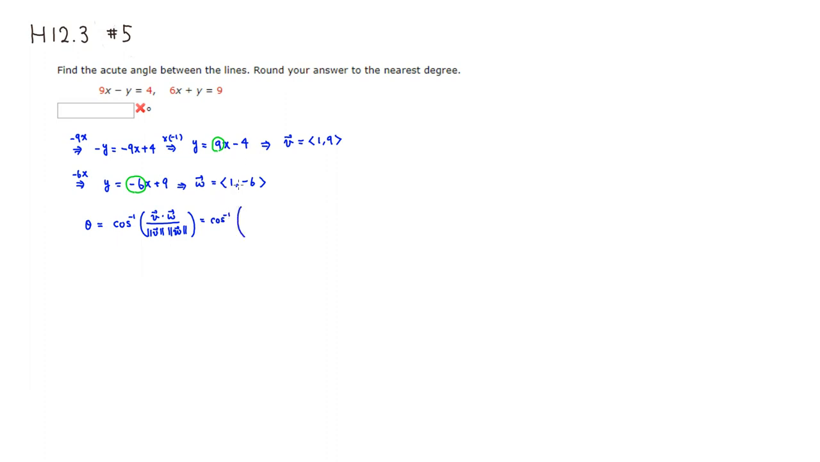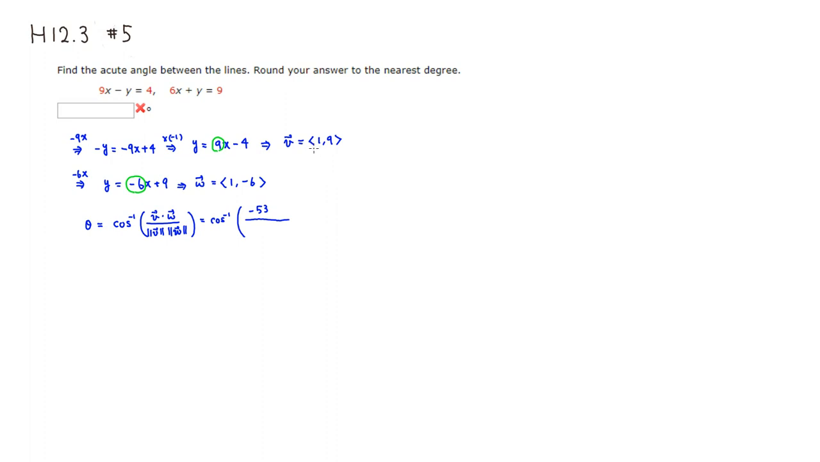All right, so let's take the dot product. You have 1 times 1 and then negative 6 times 9. So it's going to be 1 plus negative 54, so negative 53.